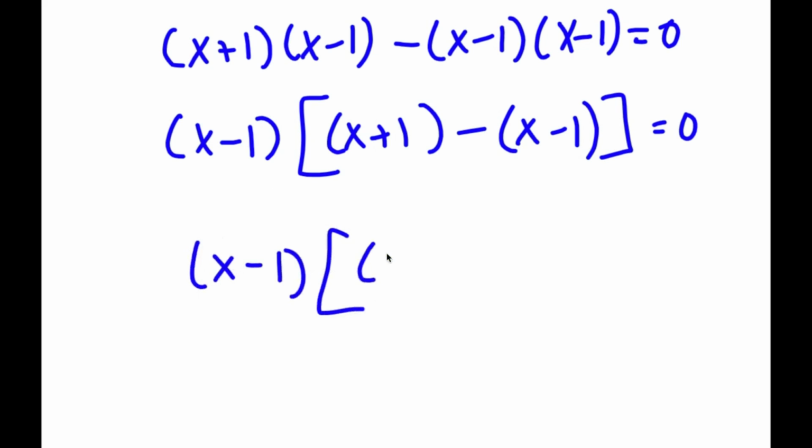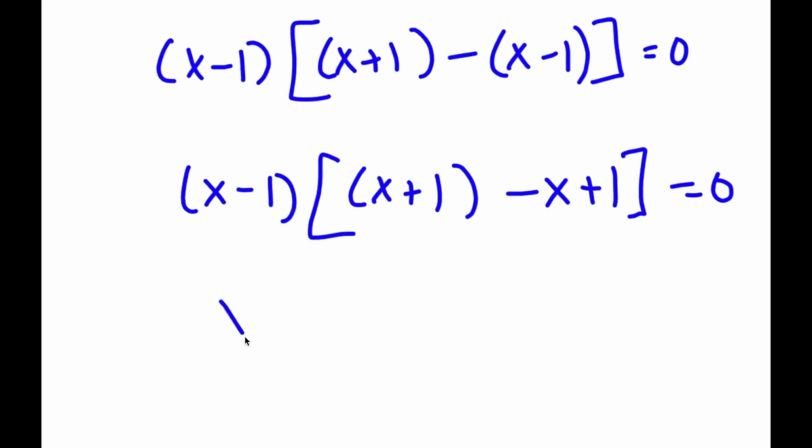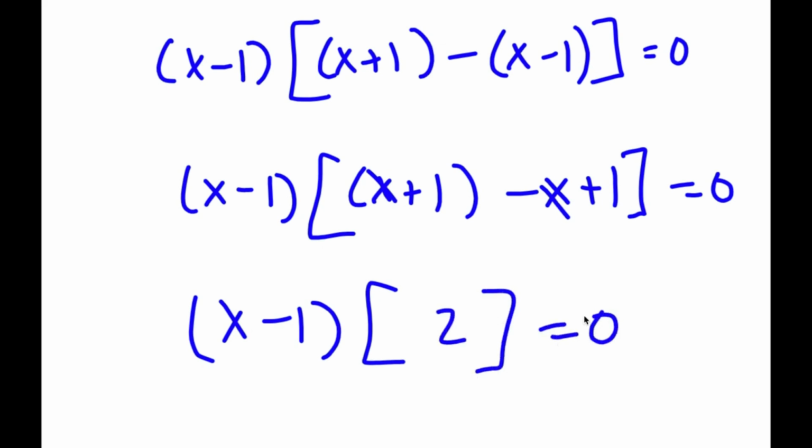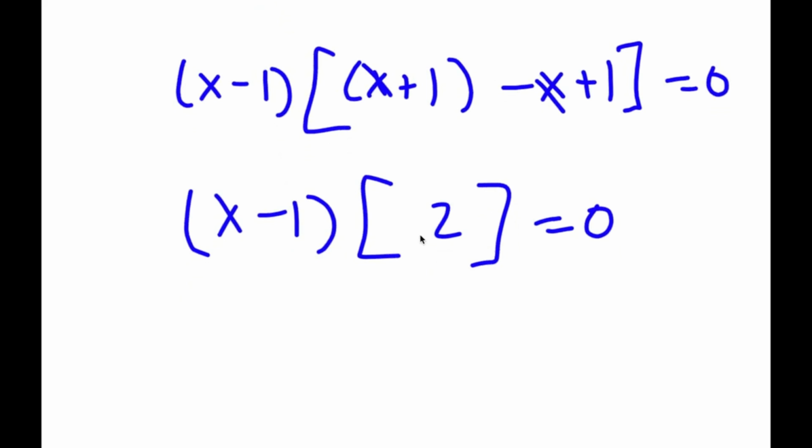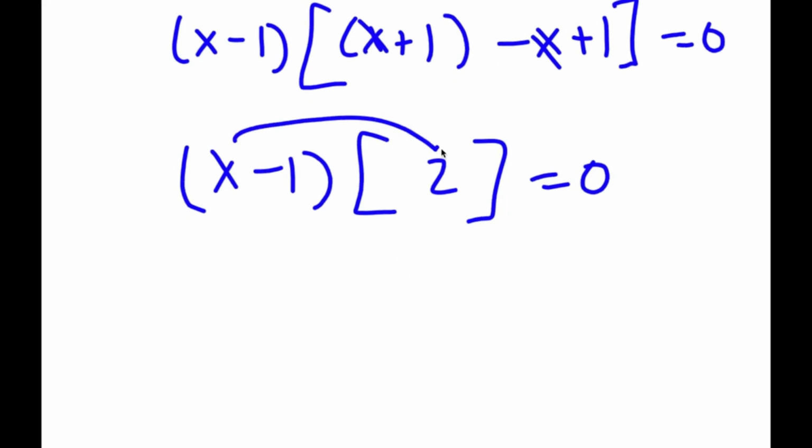Now this is equal to x plus 1 minus x plus 1, which is equal to, these two x's cancel out, so all I'm left with is 1 plus 1, which is 2. So I have x minus 1 times 2 is equal to 0. So now to solve this, I'm going to have to distribute the 2. So 2 times x is 2x, and 2 times negative 1 is negative 2. So I have 2x minus 2 is equal to 0.